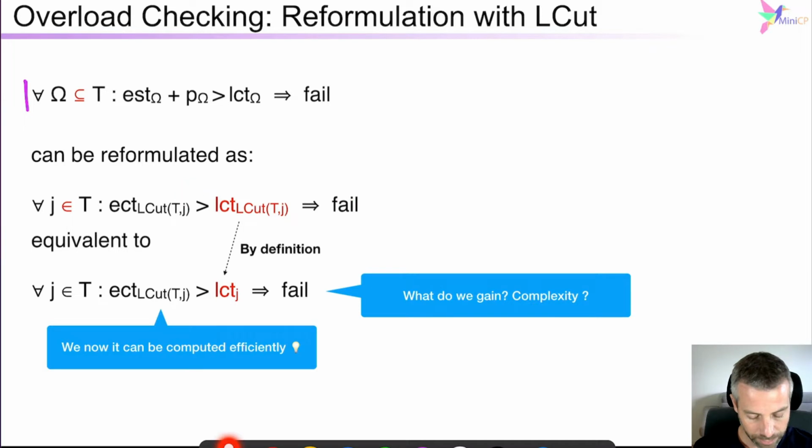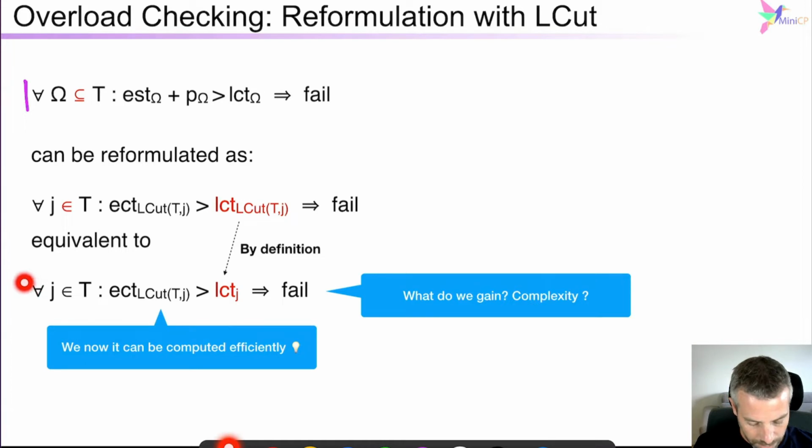That's clearly equivalent to this. And the latest completion time of the left cut of a set is, by definition, the latest completion time of J itself, because all of them are less than or equal to the latest completion time of the activity J, by definition, right? So we can rephrase the overload checking rule as this rule.